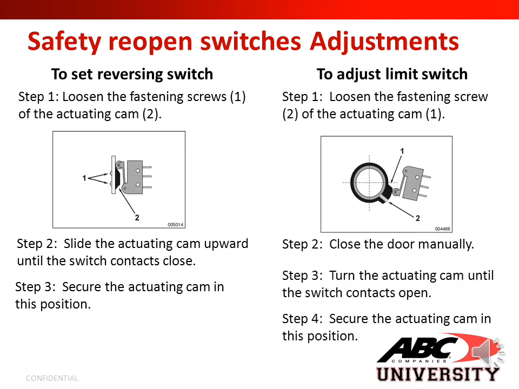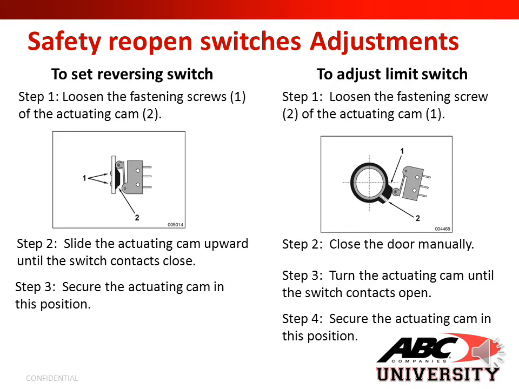Safety reopen switch adjustments. To set reversing switch, step 1, loosen the fastening screws number 1 of the actuating cam number 2. Step 2, slide the actuating cam upward until the switch contacts close. Step 3, secure the actuating cam in the position.